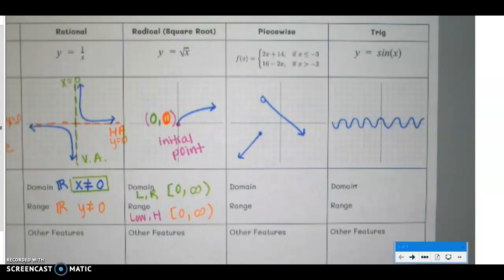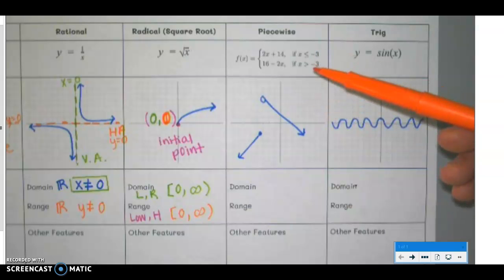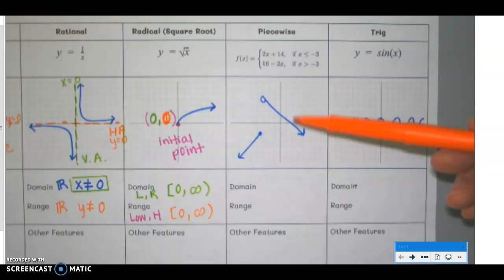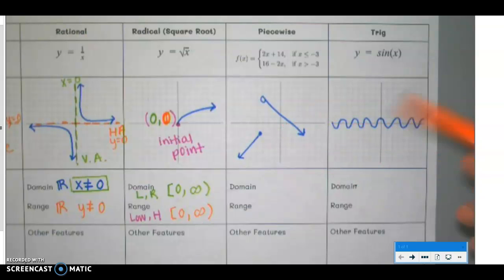All right, piecewise functions. We're not going to get into the domain and range of piecewise functions just now, but you should be able to recognize the equation because it actually has multiple components. You should be able to recognize the graph because I can identify these two are linear, but they are two separate linear equations.